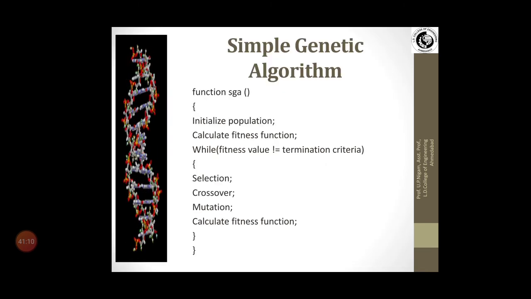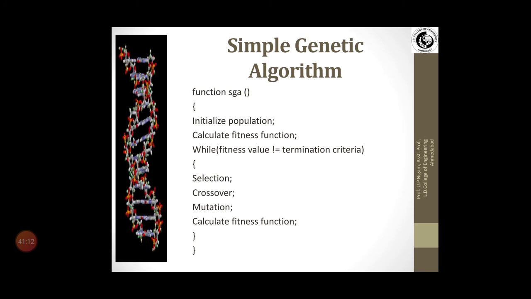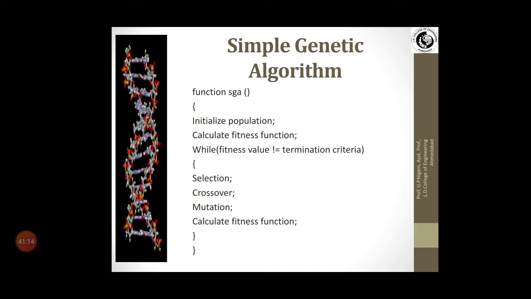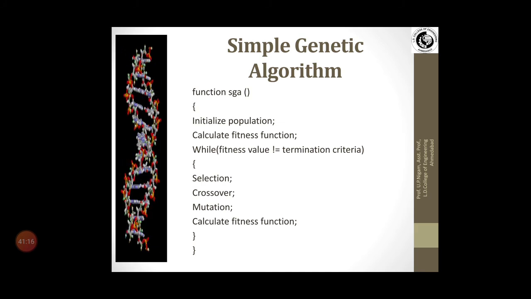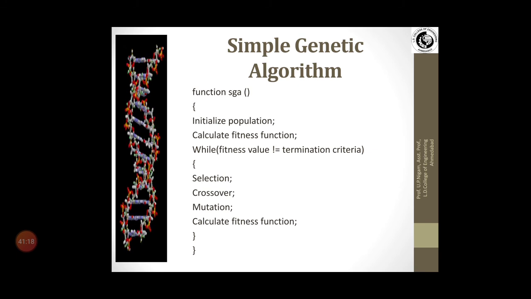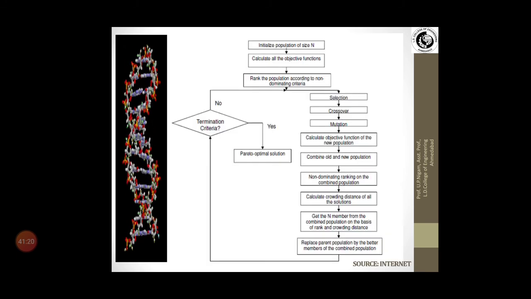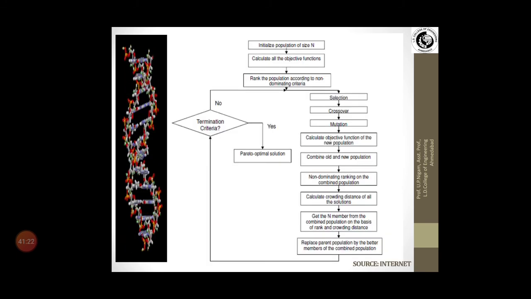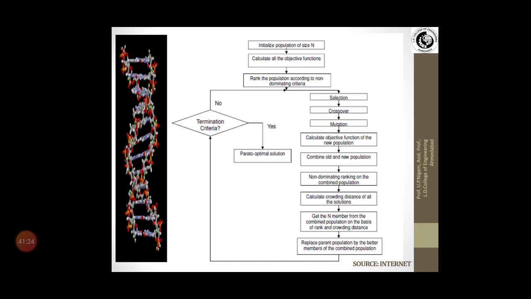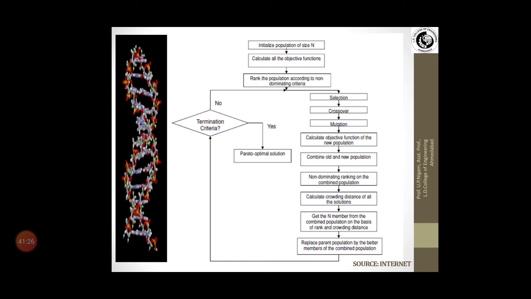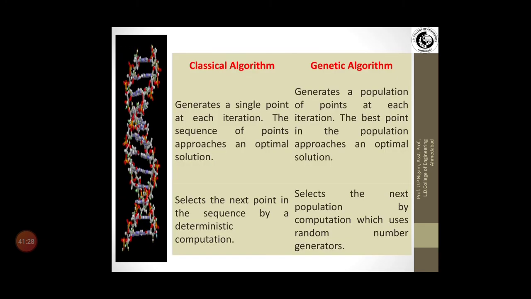So this is actually a simple genetic algorithm. You can see these are the things, and then the fitness function will be verified. Then it will be reproduced. This is a detailed methodology of the genetic algorithm, which is also given in the flow chart.